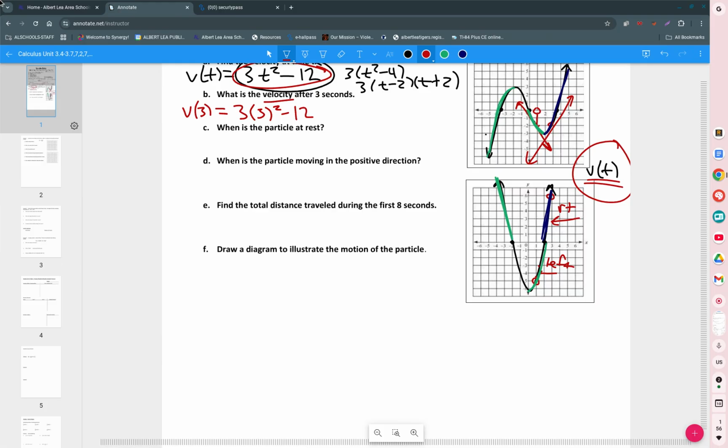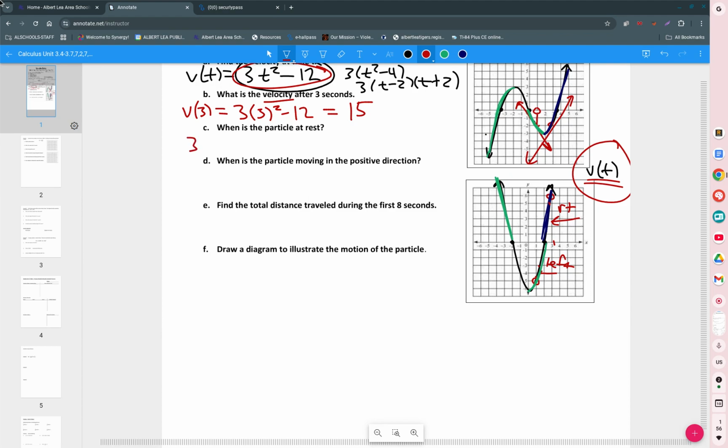3 squared is 9. 3 times 9 is 27. And 27 minus 12 is 15. Notice how our velocity is positive, right? So after 3 seconds, our velocity was positive, as we thought. When is the particle at rest?